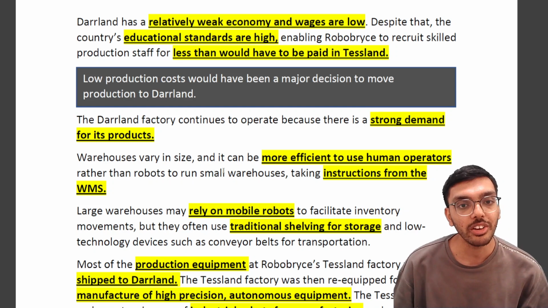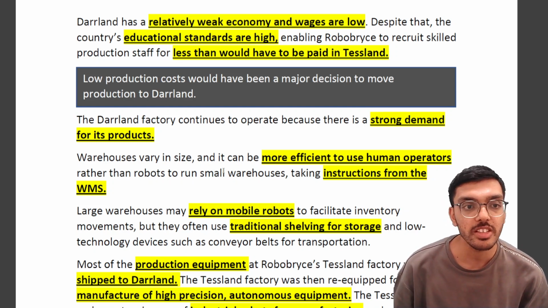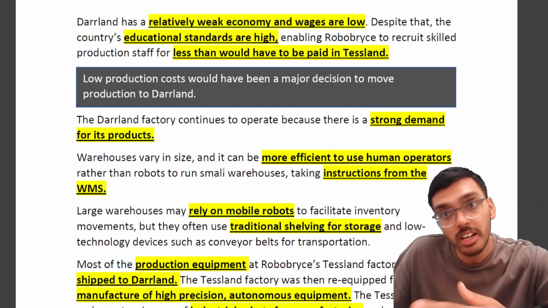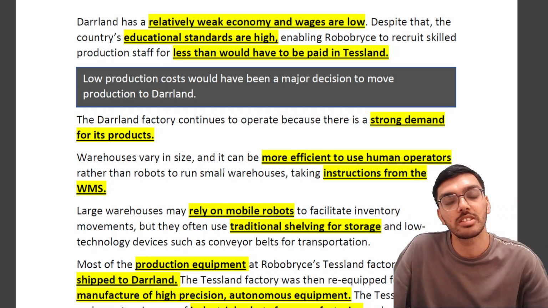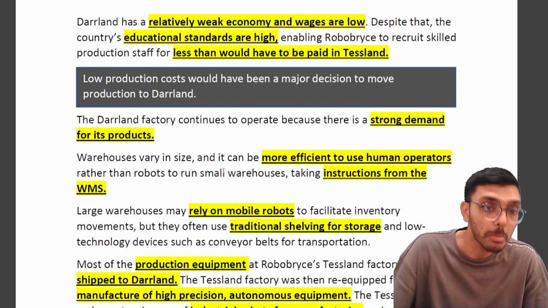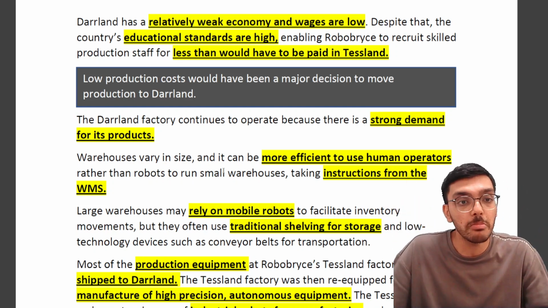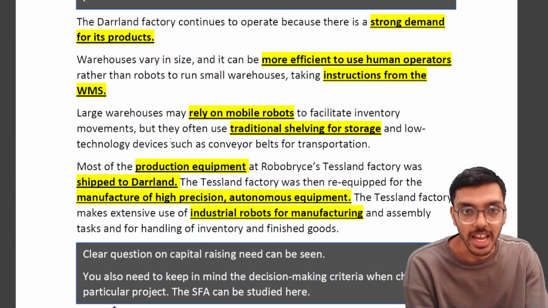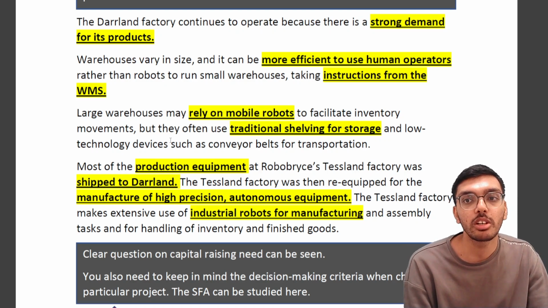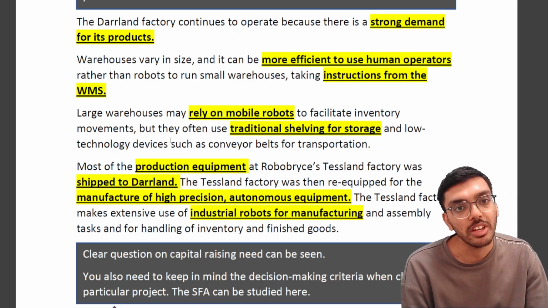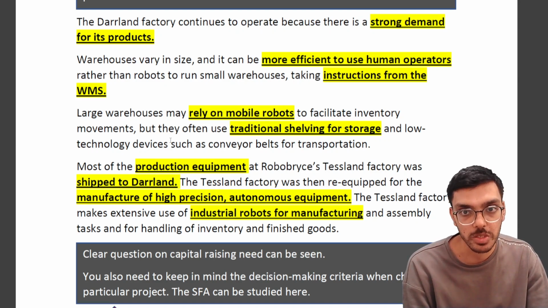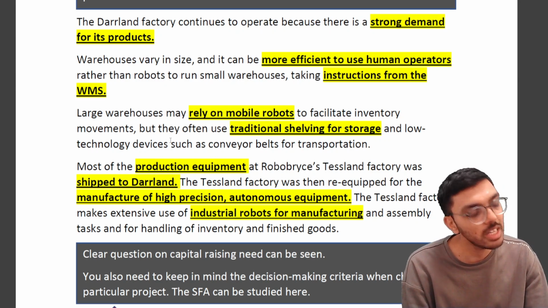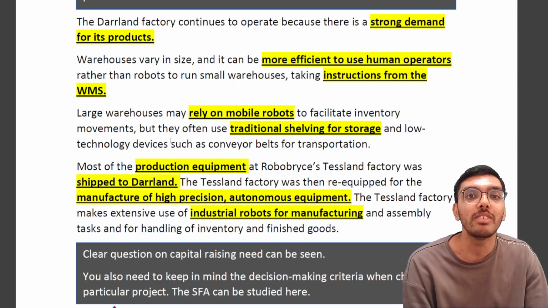The Darland factory continues to operate because there is a strong demand for its products. So Darland, we have shifted our existing traditional products to Darland, but it's still operating because there is strong demand for those products. Warehouses vary in size and it can be more efficient to use human operators rather than robots to run small warehouses, taking instructions from the WMS. So your warehouse management system in any case is needed and will be needed.